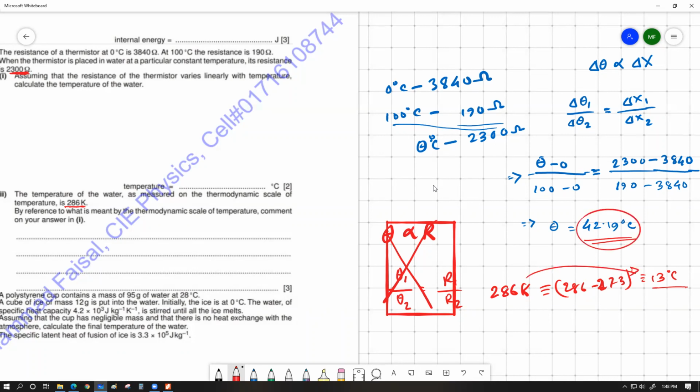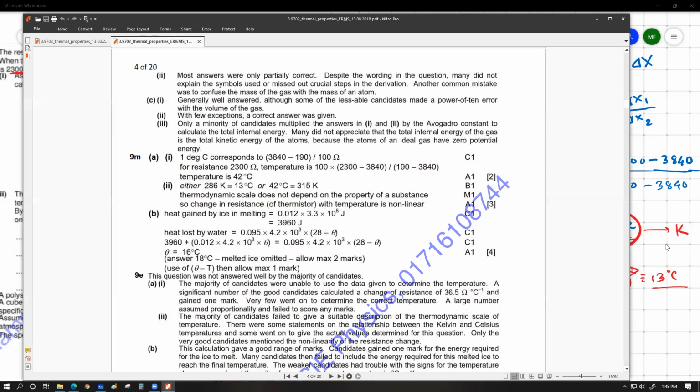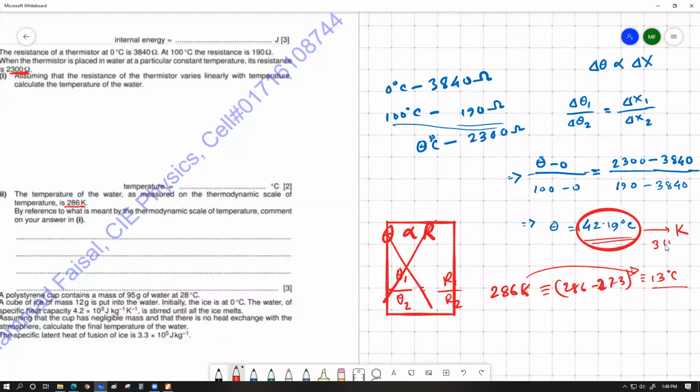You could convert this into Kelvin and show that the temperature is about 315 Kelvin, which is also not okay with this temperature. So if we do the numerical conversion of the degrees Celsius temperature calculated into its Kelvin equivalent form, thermodynamic temperature scale, we find that the two answers are mismatching. What could be a possible explanation for this?